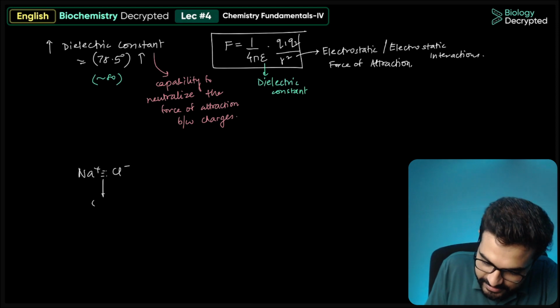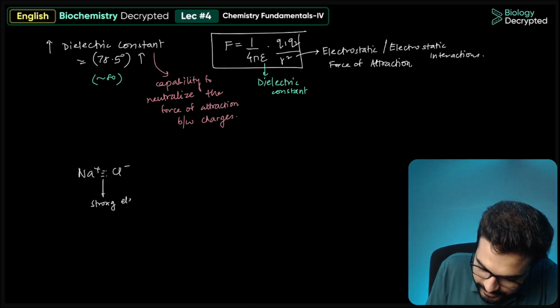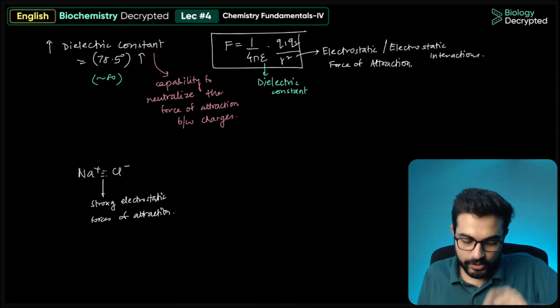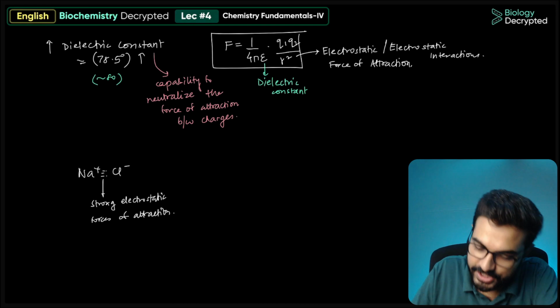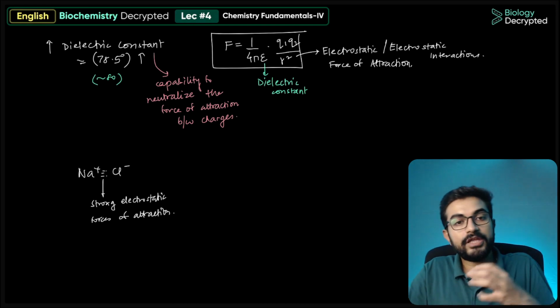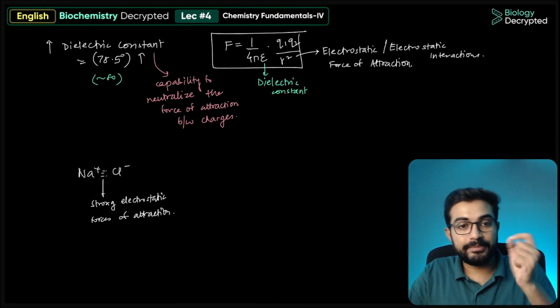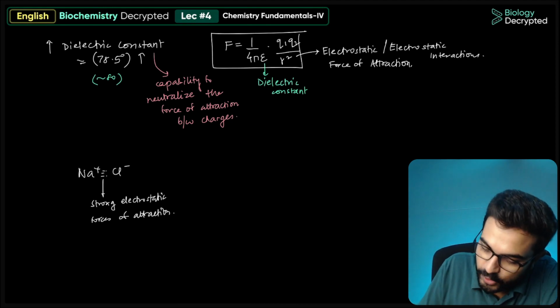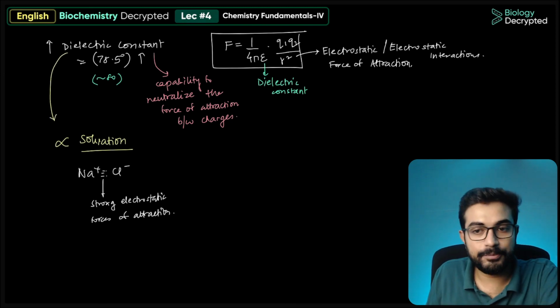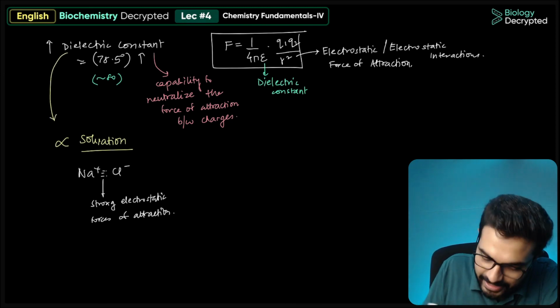And obviously, if we take an example of NaCl, let's say Na plus Cl minus, obviously they will have strong electrostatic forces of attraction. And in order to break these electrostatic forces of attraction, obviously new interactions will be forming, and this property of a high dielectric constant makes this process of solvation possible.